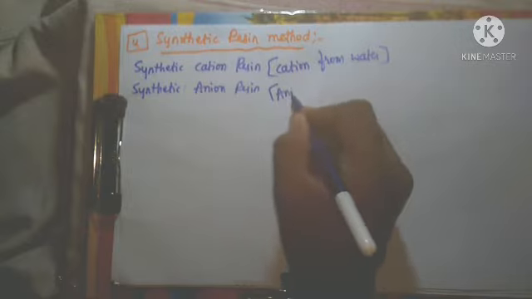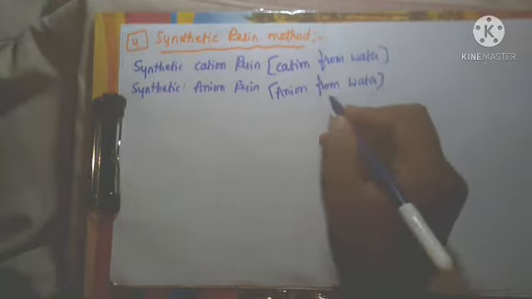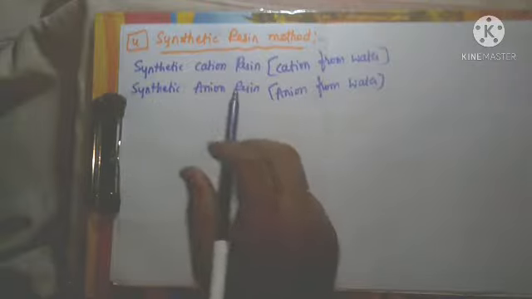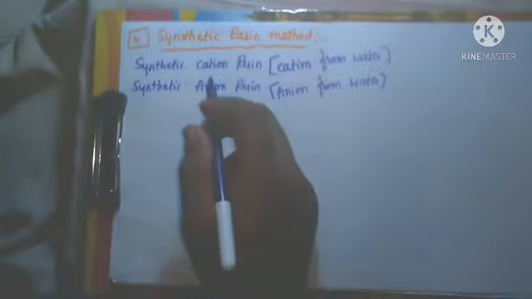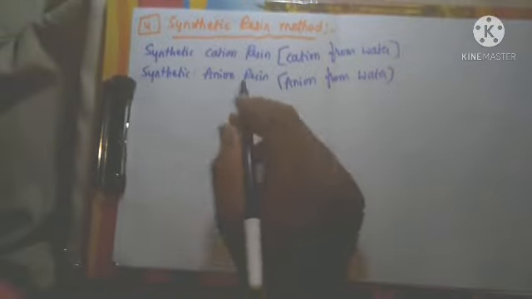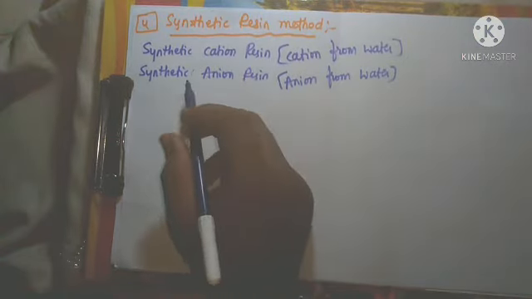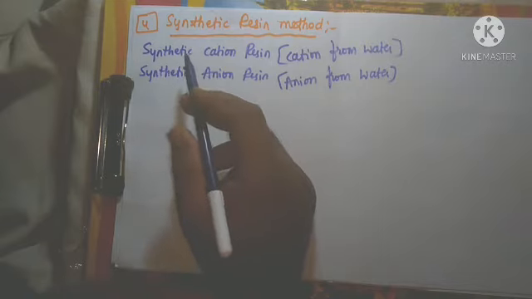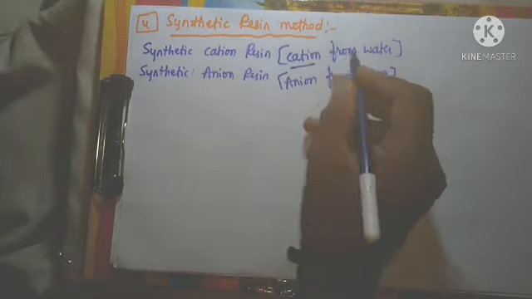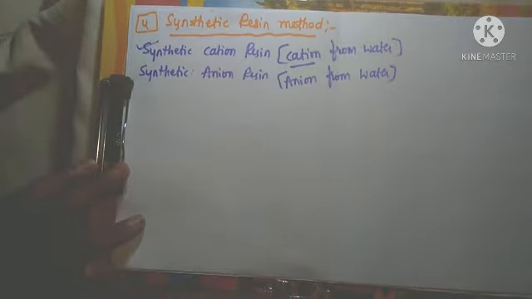If you want to remove anions also from the water, maybe Cl-, maybe SO4, such types of anions, you have to use synthetic anion resin. But our main role is to remove the Ca+2 and Mg+2, that is cations, from the water. Therefore, which one should we use? Synthetic cation resin.